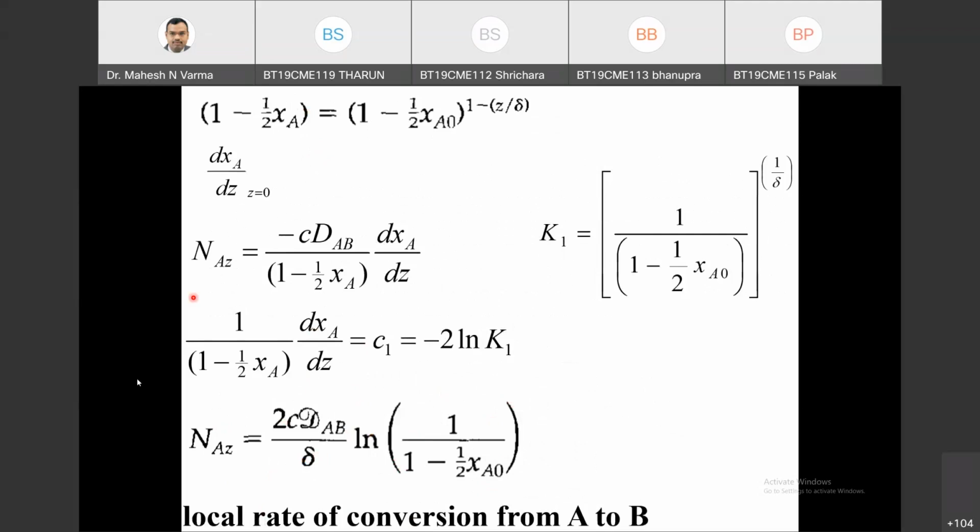Here roll number 81. Roll number 81. Karthik Reddy.